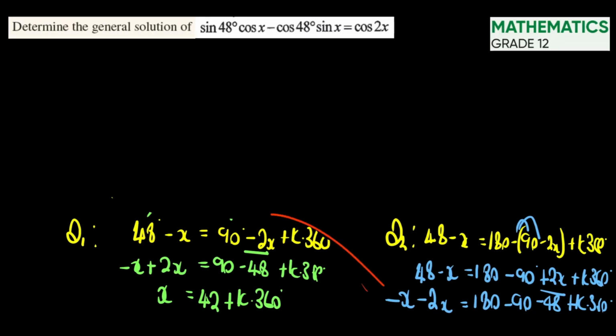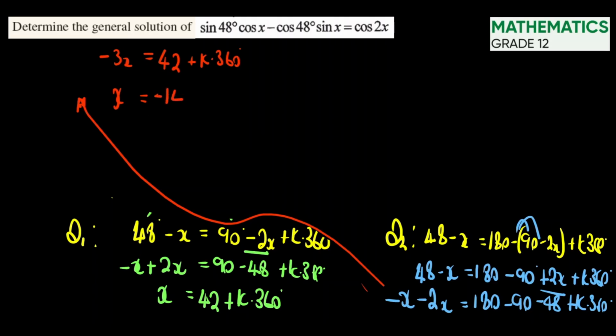So let's pick it up. Let's bring this working to the top here. We will have negative x minus 2x to give us negative 3x, is equal to 180 minus 90 minus 48, which gives us 42, plus k times 360. Then we divide both sides by negative 3, we get negative 14 plus negative. Remember, we also divide the plus k times 360, which will be negative k, and then 360 divided by 3 will give us 120 degrees, where k is an element of Z. And that will be our solutions, and obviously we get marks for the workings that we did.